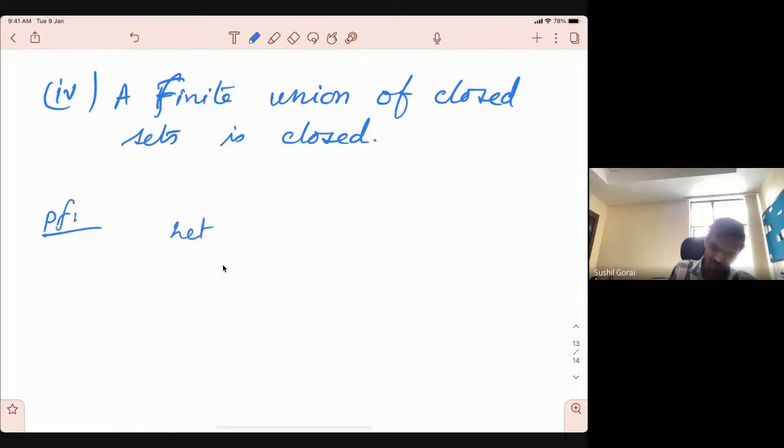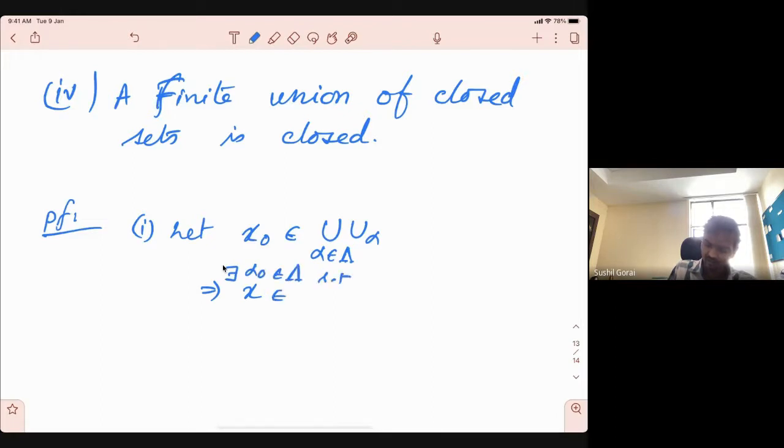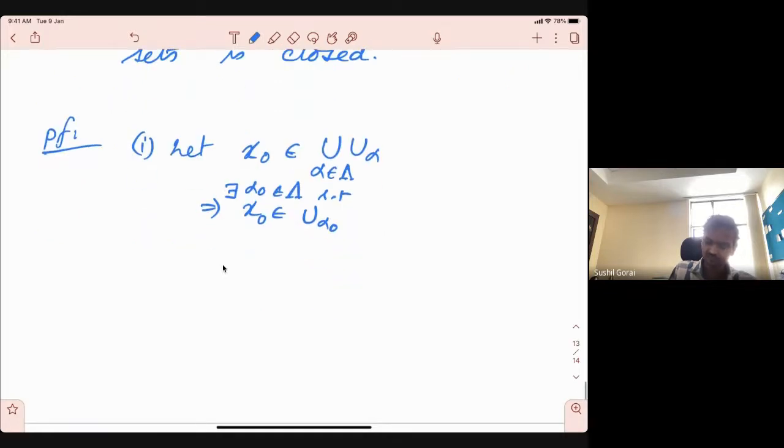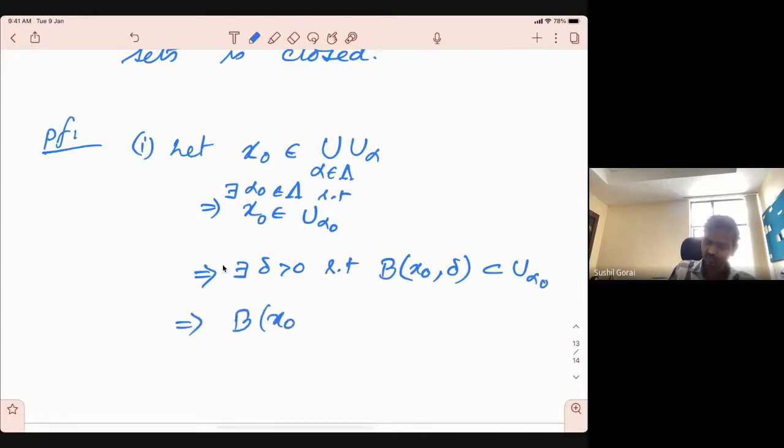So we'll take a point x naught that lies in the union of U alpha. This means there exists alpha naught in the index set such that x naught lies in U alpha naught. This implies there exists delta greater than 0 such that the ball centered x naught radius delta lies in U alpha naught. This implies this ball lies in the union of U alpha, because U alpha naught is a member of this union. So hence this is a subset, right?